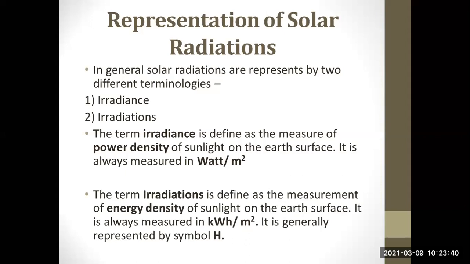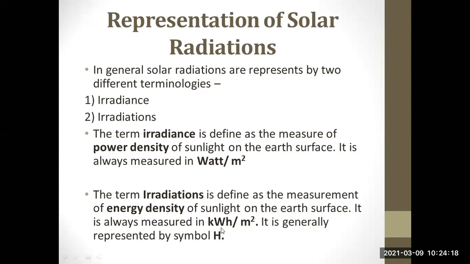When I say energy density, that means we need to represent the magnitude of solar radiation in terms of energy, and the unit of energy is kilowatt hour. Being the domain of electrical engineering, we represent energy in terms of kilowatt hour. 1 kilowatt hour is equivalent to 1 unit. So kilowatt hour per meter square indicates that we are representing the magnitude of solar radiation in terms of energy density, which is known as irradiation. And in general, the irradiation is indicated by symbol capital H.